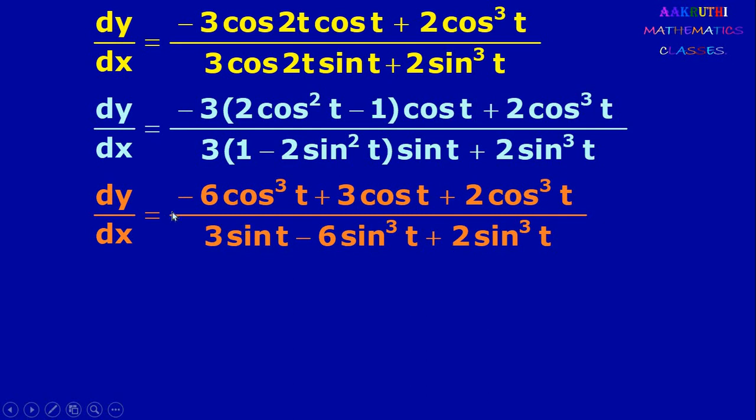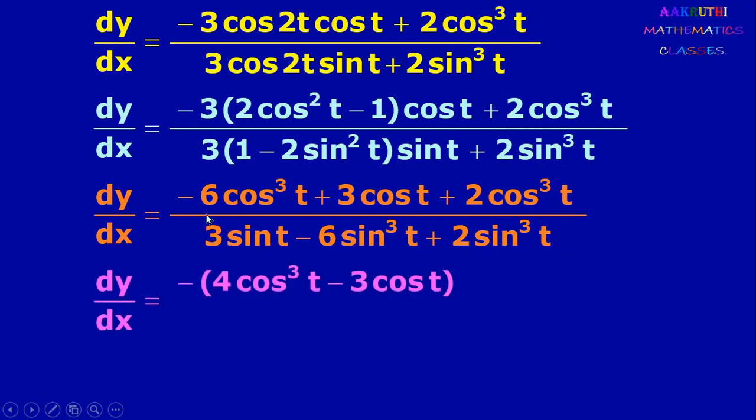So therefore dy by dx is minus 6 cos cube t plus 3 cos t plus 2 cos cube t divided by 3 sin t minus 6 sin cube t plus 2 sin cube t. Simplify this. So therefore dy by dx is here remaining is minus 4 cos cube t and plus 3 cos t. Take minus outside and we can write minus of 4 cos cube t minus 3 cos t. And here divided by 3 sin t. Here minus 6 sin cube t plus 2 sin cube t is minus 4 sin cube t.